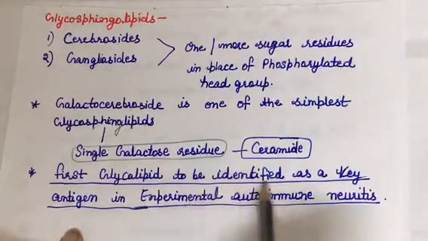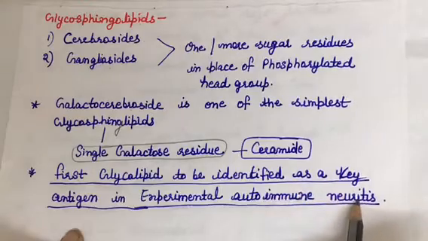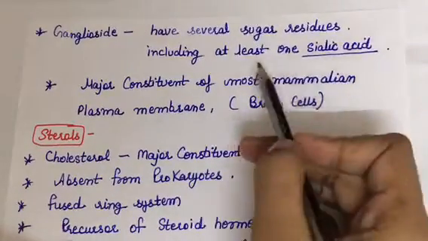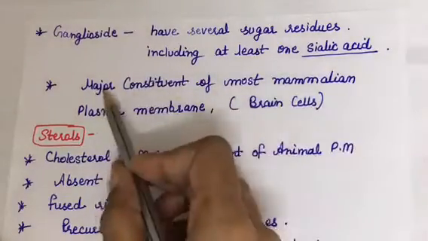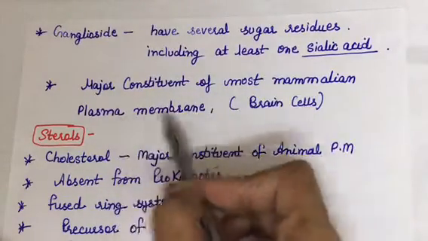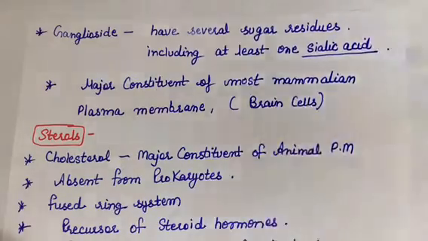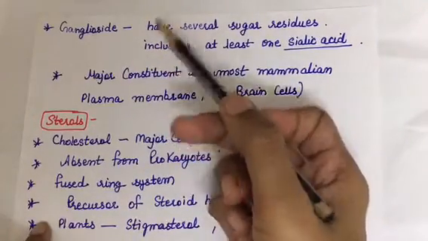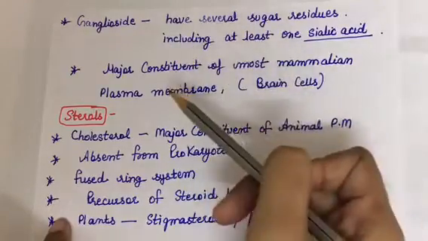It was the first glycolipid to be identified as a key antigen in experimental autoimmune neuritis. Now gangliosides have several sugar residues, including at least one sialic acid. Gangliosides are a major constituent of most mammalian plasma membranes. They are present in abundance in the brain cells. So our nervous system is particularly rich in these glycosphingolipids, or glycolipids, we can say. Myelin sheath contains galactocerebrosides.